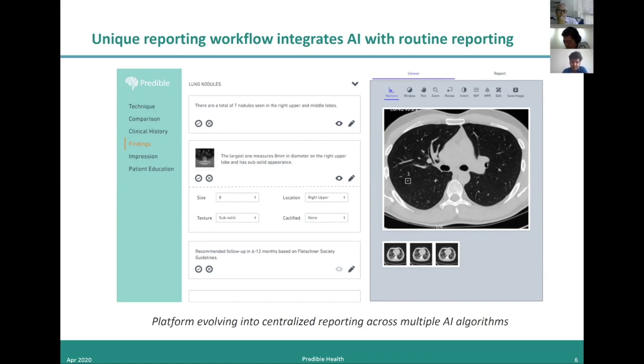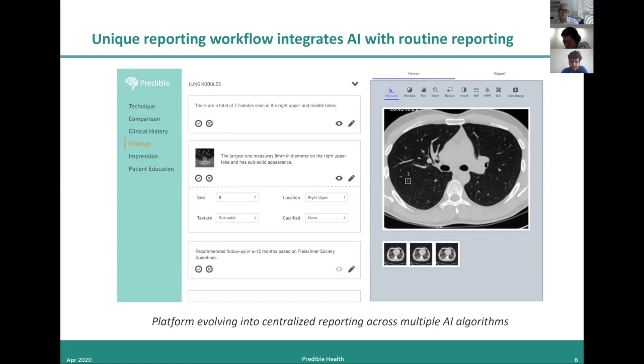So this is a first-in-class. We believe we're the first ones in the industry to build something like this, which talks to both the reporting system and the imaging system, and integrates AI in the backend to ensure that the reporting process itself is made much faster.